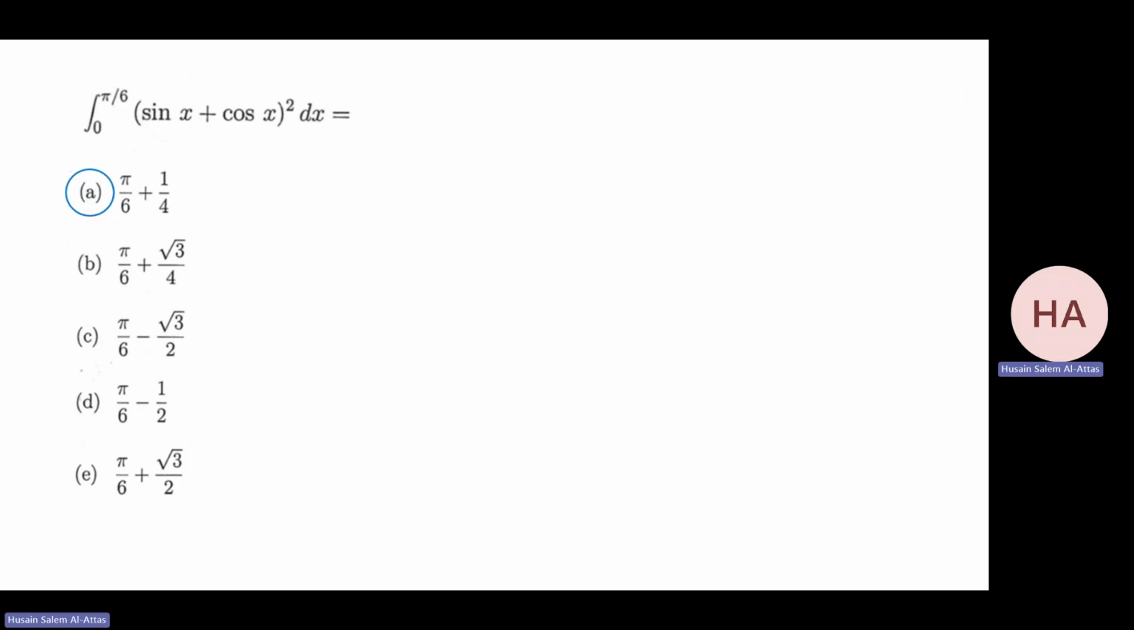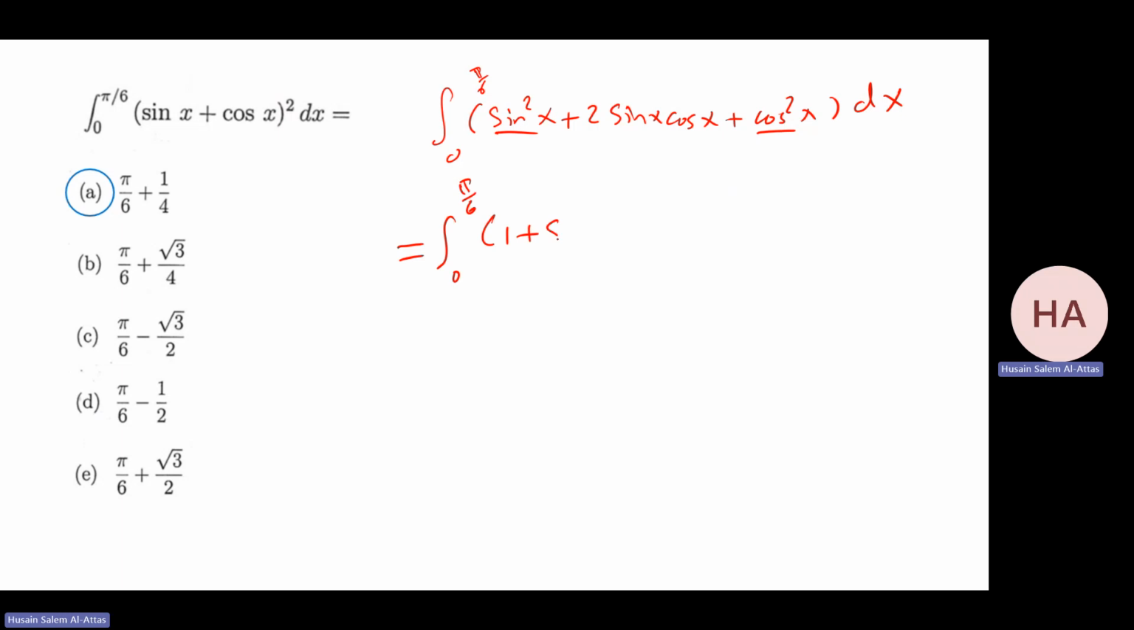Okay. Now, this one, you need to be careful. You need to open the square. That will be sine square plus 2 sine x cosine x plus cosine square dx. This is 1. So that will be the integral from 0 to pi over 6 of 1 plus sine 2x dx. I know this. Also, I can do this.